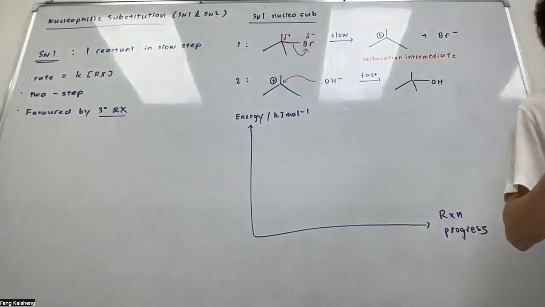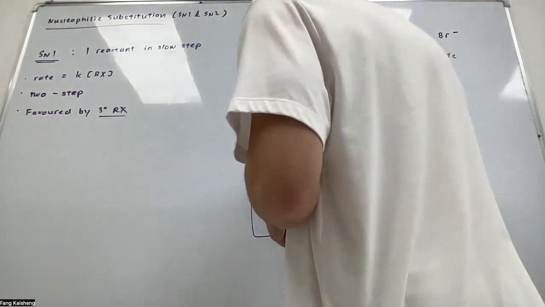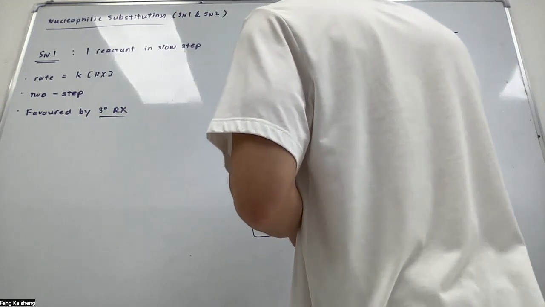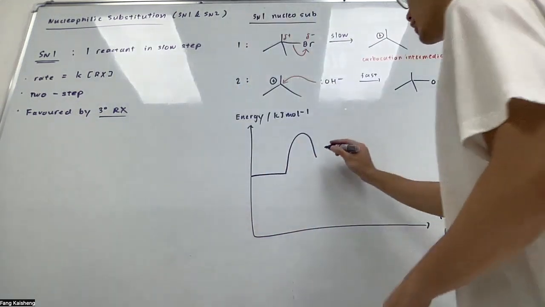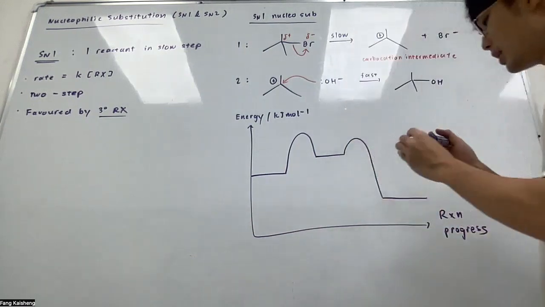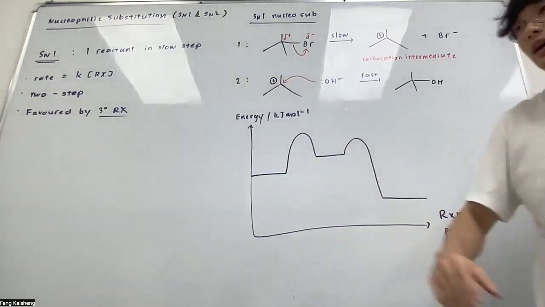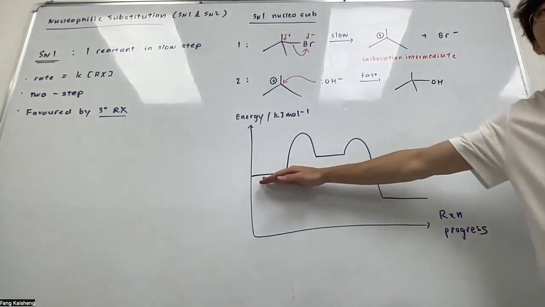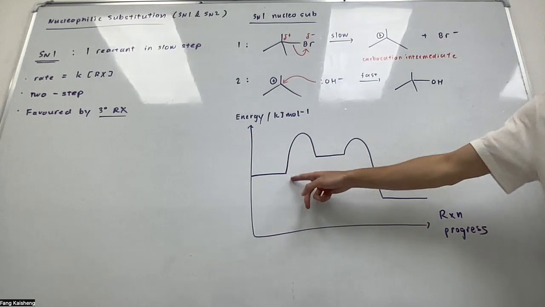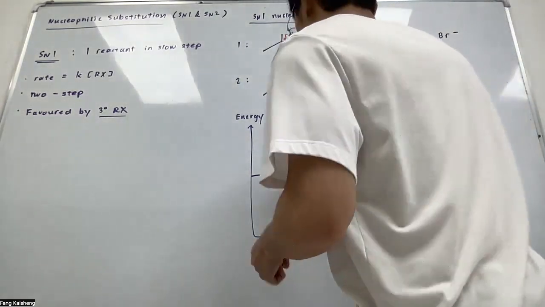Okay, so I want to see two humps. Which hump is higher, first or second? Definitely the first. I want to see an overall exothermic reaction as well. Some small little things. Notice how I have three lines. The first line represents the reactants. Reactants in this case is this guy.